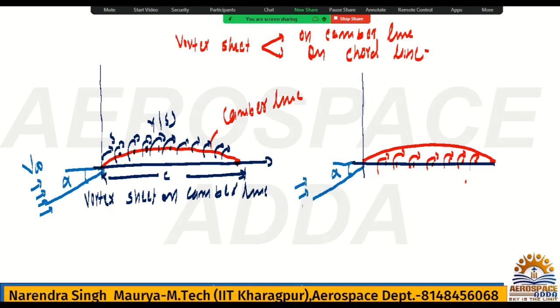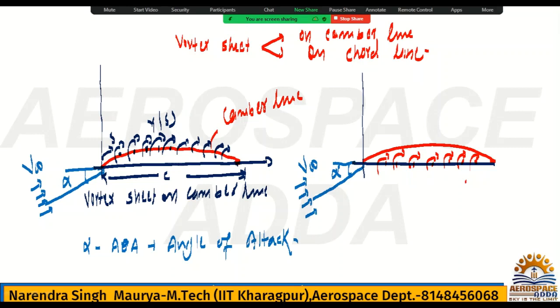This is the free stream velocity V infinity. Okay. And what is alpha? As I told you, alpha is the angle of attack, and you know this thin airfoil theory is bounded, or restricted, for a small angle of attack. Okay.